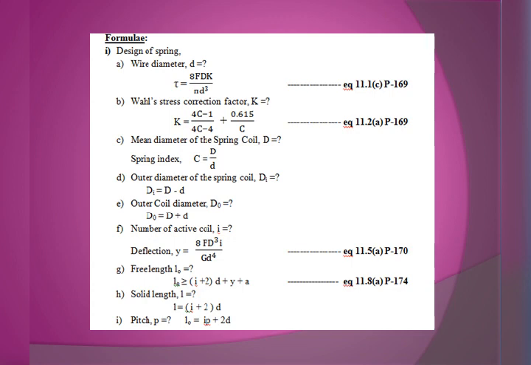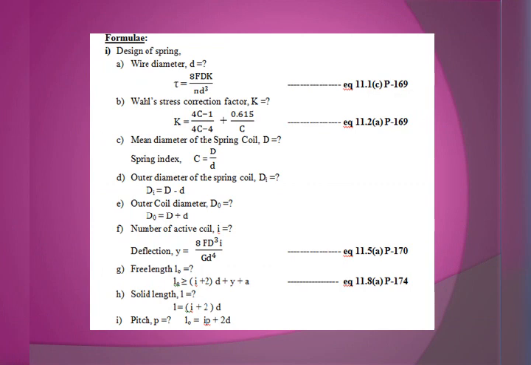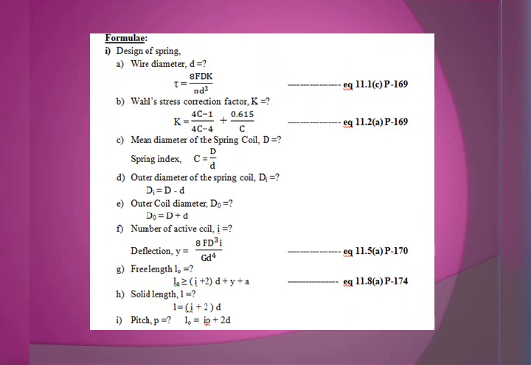Now first unknown, wire diameter d is equal to question mark. That can be obtained by using the shear stress equation. That is equation number 11.1c, page number 169. And the equation is shear stress tau is equal to 8 F D K divided by pi into d cube, where tau is equal to shear stress, F is equal to load, capital D is equal to mean diameter of the coil, and K is equal to Wahl stress factor. So here capital D and small d are unknown. We will see how that can be evaluated.